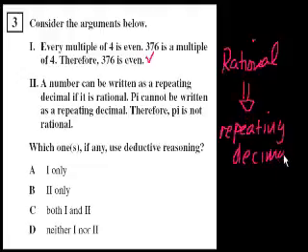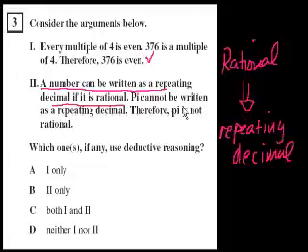But notice, this statement right here, a number can be written as a repeating decimal if it is rational, doesn't say that a repeating decimal means that it's rational. It just means that a rational number can be written as a repeating decimal. This statement doesn't let us go the other way. It doesn't say that a repeating decimal can definitely be written as a rational number. It just says that if it is rational, a number can be written as a repeating decimal. Fair enough. And then it says pi cannot be written as a repeating decimal.